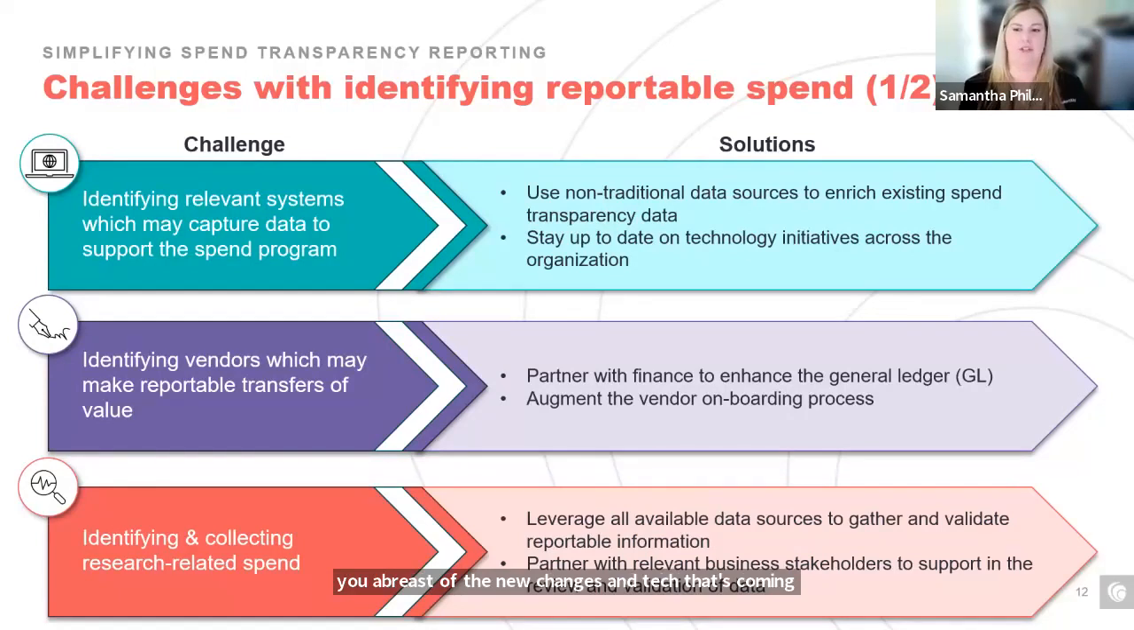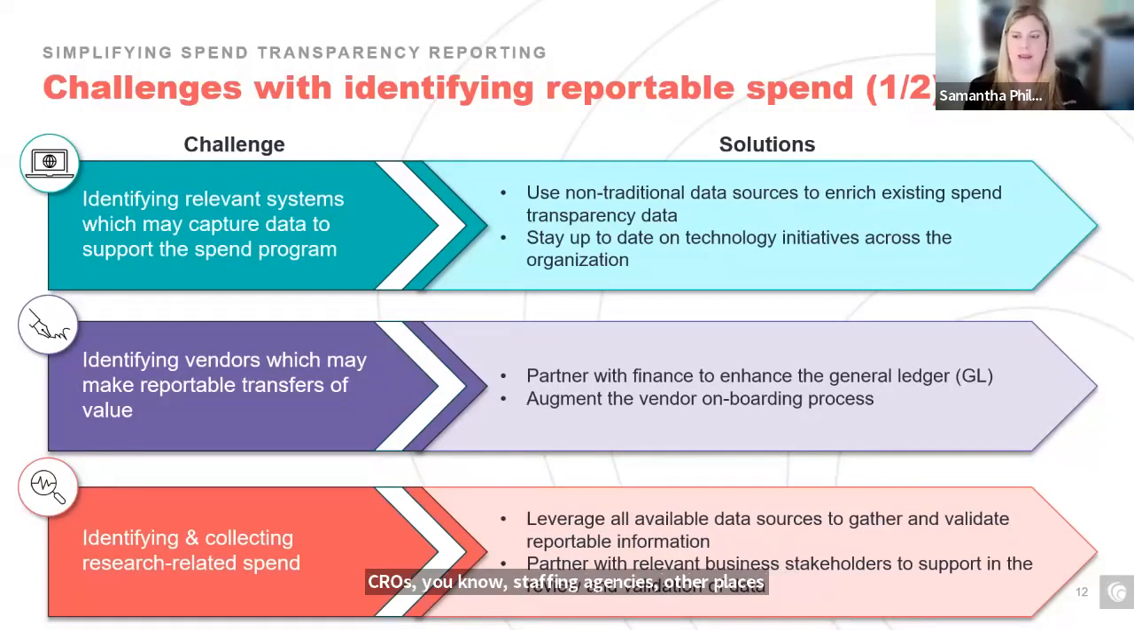The second big challenge is identifying vendors that may be making reportable transfers of value. Those that are directly covered recipients, like in the US, your HCPs, your physicians, and your APRNs and that type of stuff, are typically a little easier to spot in big data sources.